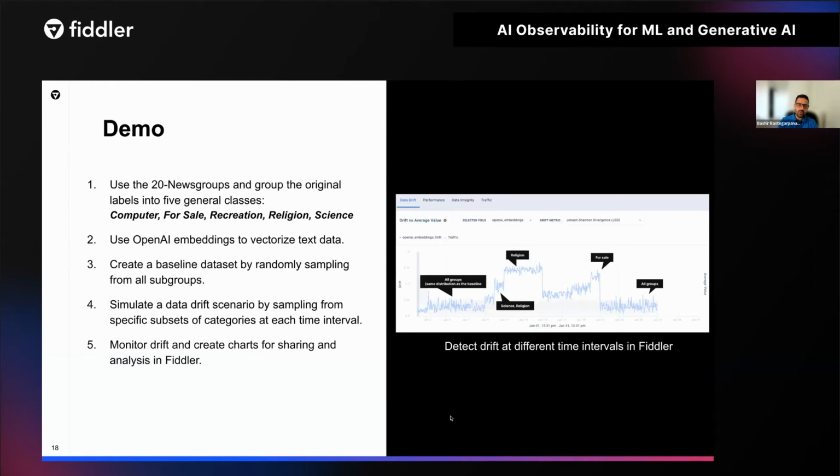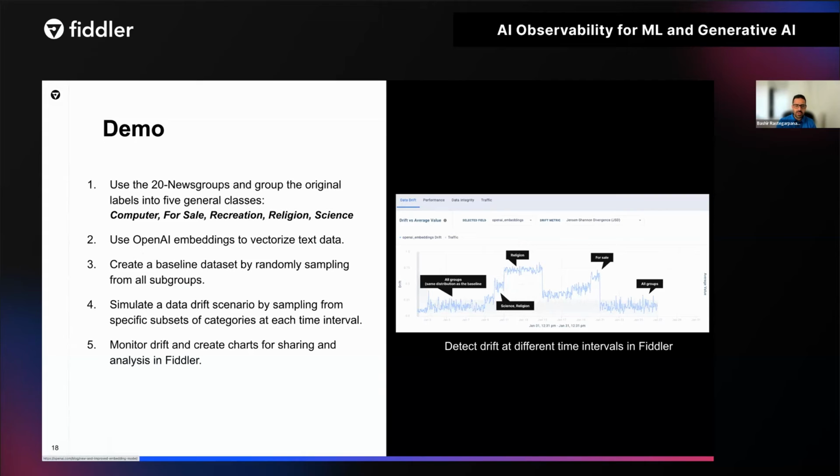Now I'm going to show you a real-world example that demonstrates how one can use Fiddler embedding vector monitoring to monitor these NLP embeddings. I have used the 20 news groups data set, and we have grouped the original labels into 5 general classes: computer, for sale, recreation, religion, and science. Then I have used the OpenAI embeddings to vectorize all of this data.